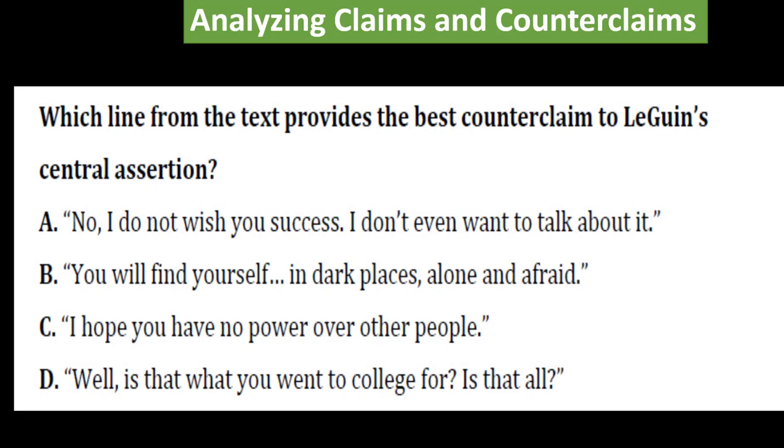Next, we have another example of analyzing claims and counterclaims. This one says, which line from the text provides the best counterclaim to Le Guin's central assertion? Now, we need to find something that contradicts Le Guin's opinion. Again, from the text, we are going to see which line in the text contradicts or counterclaims Le Guin's opinion. And you have 4 choices, which are all taken from the passage, but only one serves as a counterclaim to Le Guin's central opinion or claim.